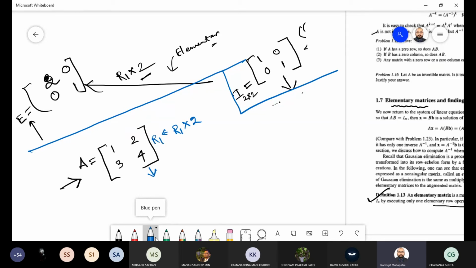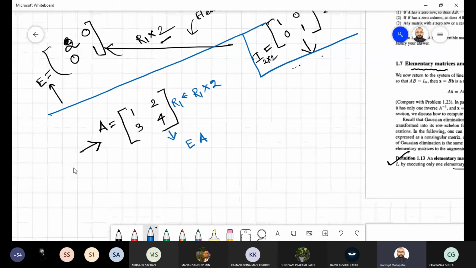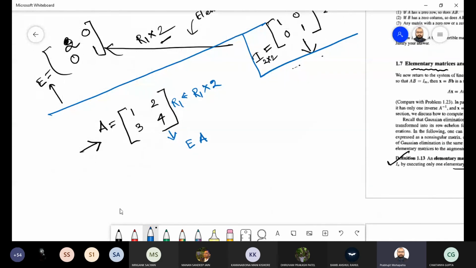The same thing we can do by writing E into A. See how it is happening. If you are multiplying E into A, what is going to happen? E is [[2,0],[0,1]] and A is [[1,2],[3,4]]. See how you will do the multiplication.